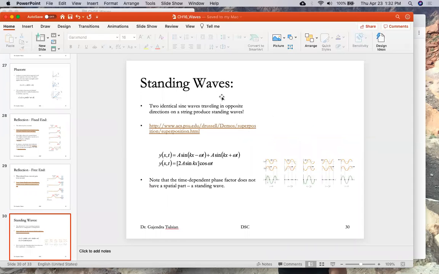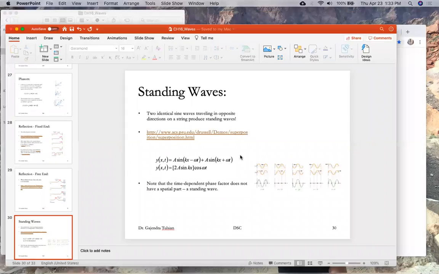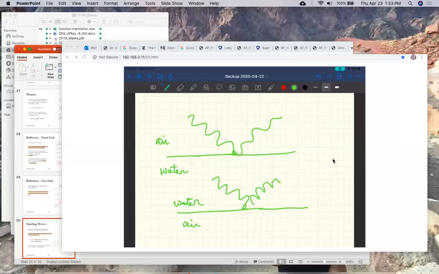All right, now we'll come to the subject of standing waves. To create standing waves, what you need is identical pulses. The pulses have the same amplitude and the same frequency, except that one is traveling to the right and one is traveling to the left. This kind of stuff happens in musical instruments. So you have two identical waves traveling in opposite directions in the same media. And let me show you a simulation.